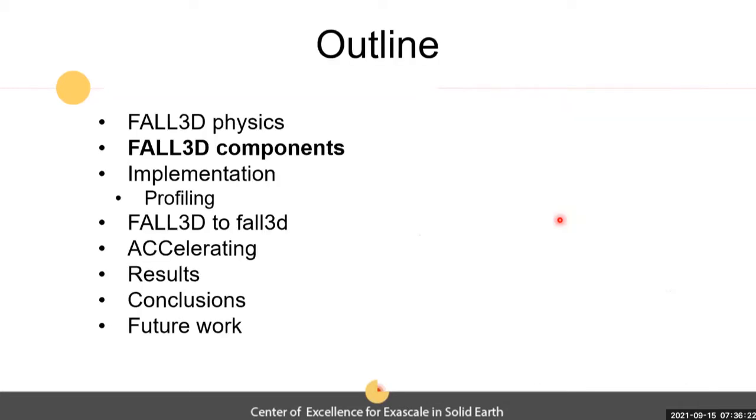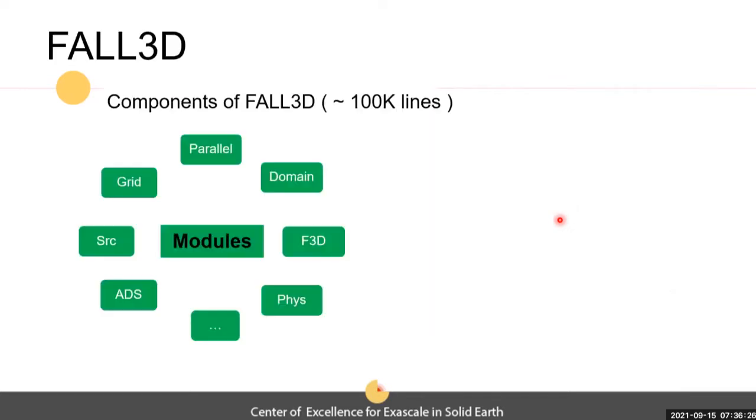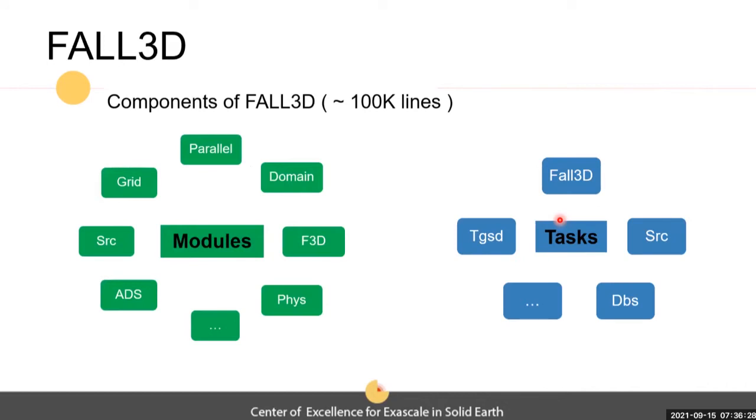Let's move into how the full FALL3D application is composed. It is composed of circa 100,000 lines of code, organized in many different modules like the following: parallel, grid, domain, source, F3, ADS, physics, among others, and tasks like SetTgsd, SetSrc, SetDbs, FALL3D, which runs the FALL3D solver, or All, which runs all the previous tasks.